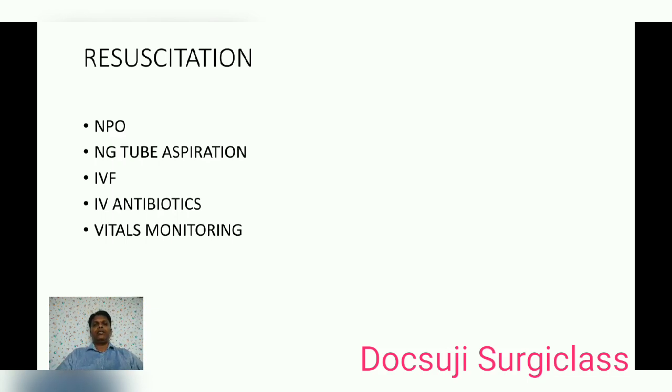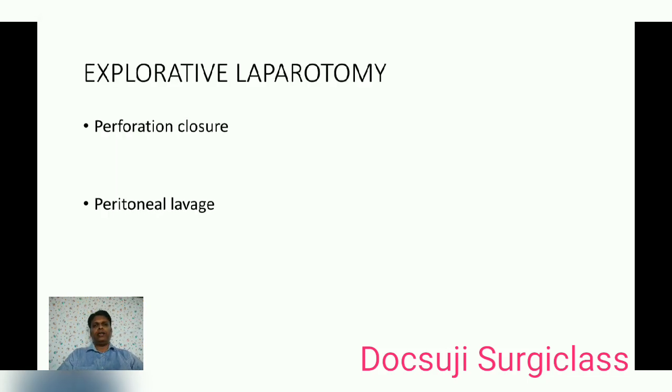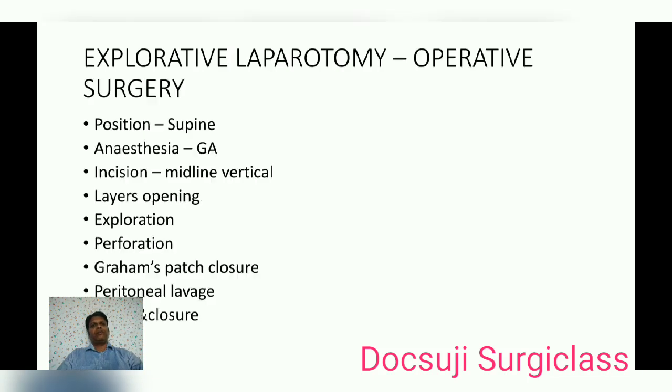Then the main thing, apart from this treatment, is that you have to monitor the vitals, that is pulse rate, BP, respiratory rate, and temperature, to assess whether the patient is stable or not. Once the patient is stabilized, you can plan for a procedure called exploratory laparotomy. Here, there are two things you have to do. One is closure of the perforation. Another one is peritoneal lavage. Next I am going to discuss explorative laparotomy, that is the operative surgery.